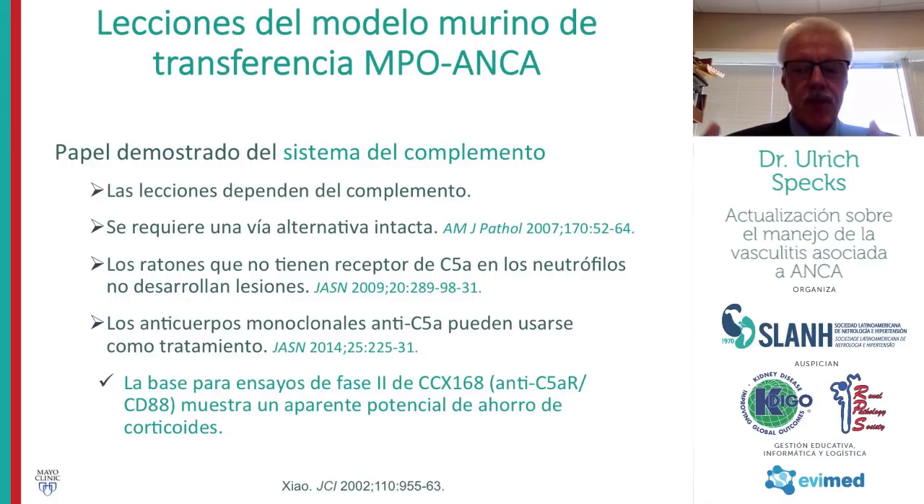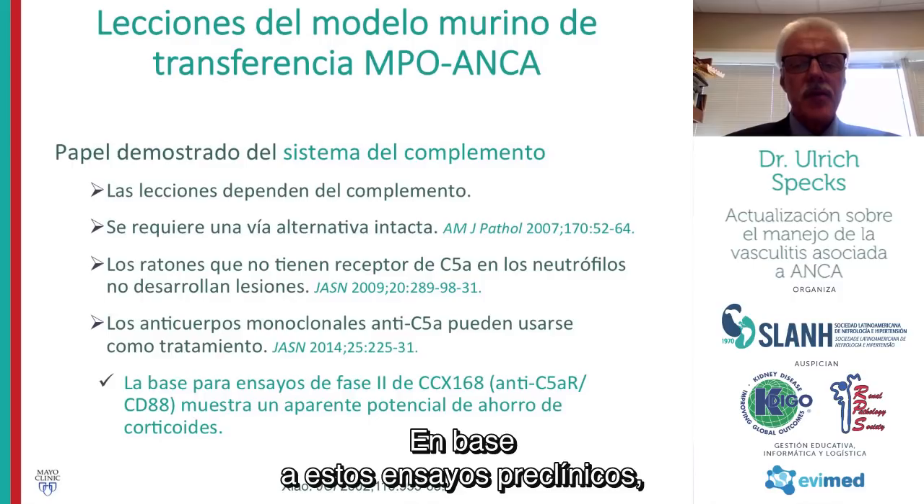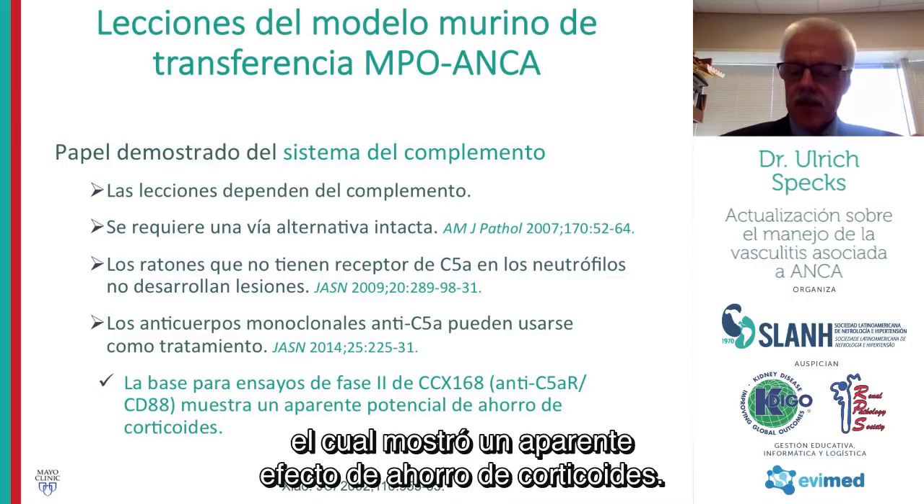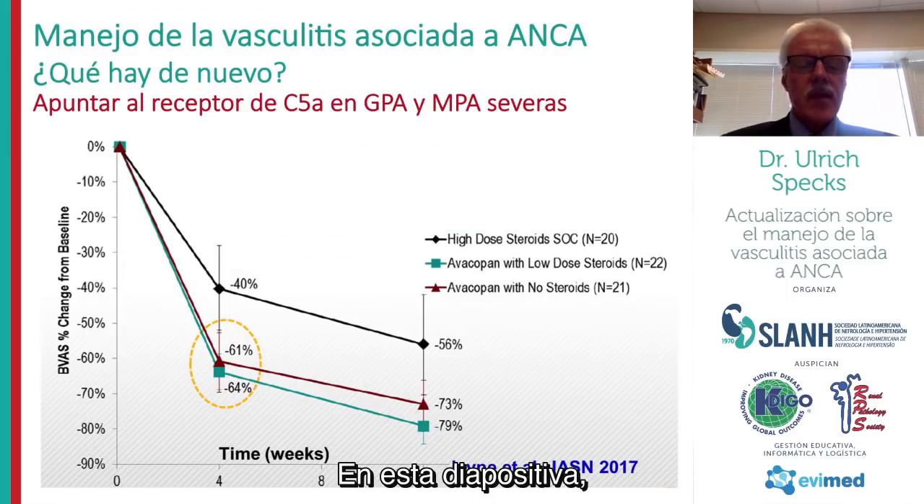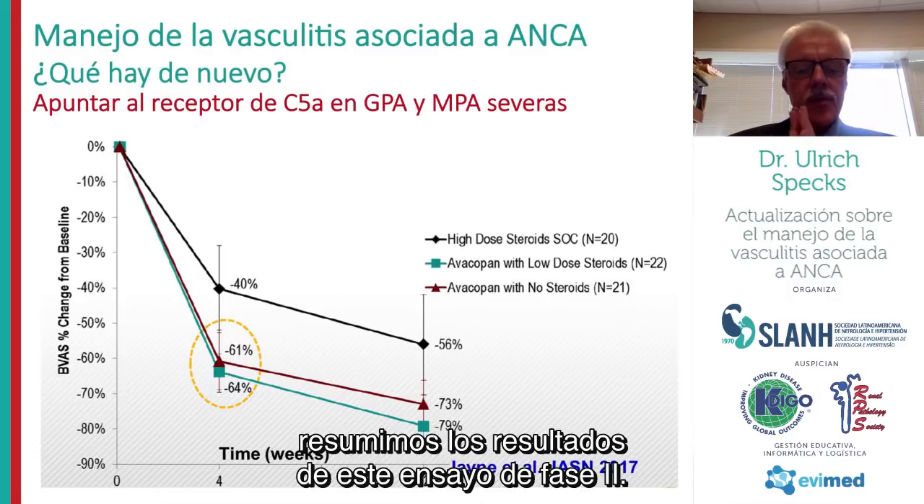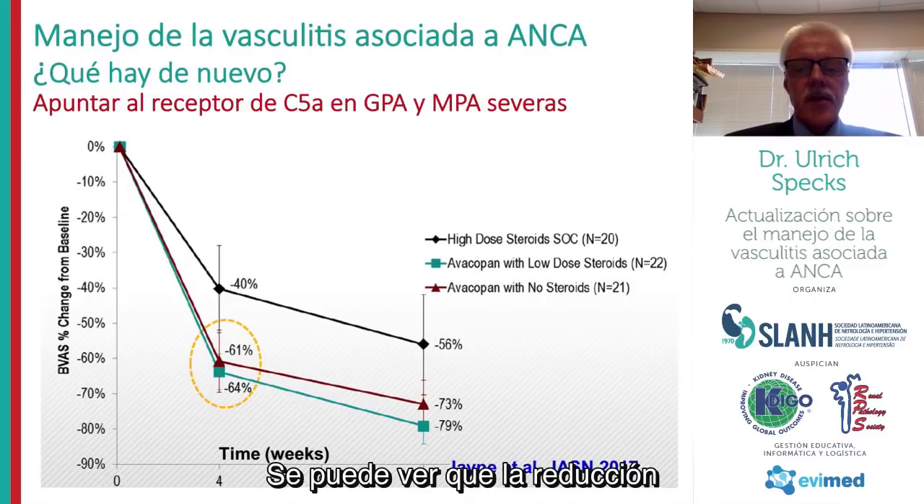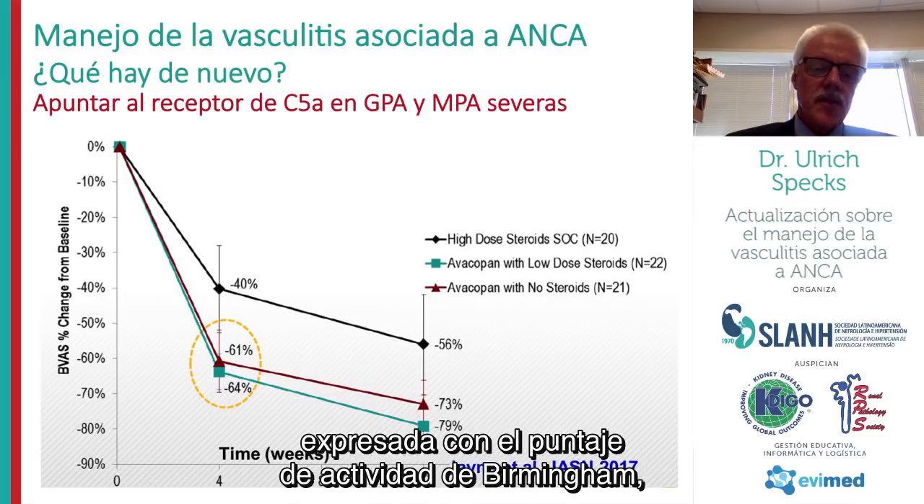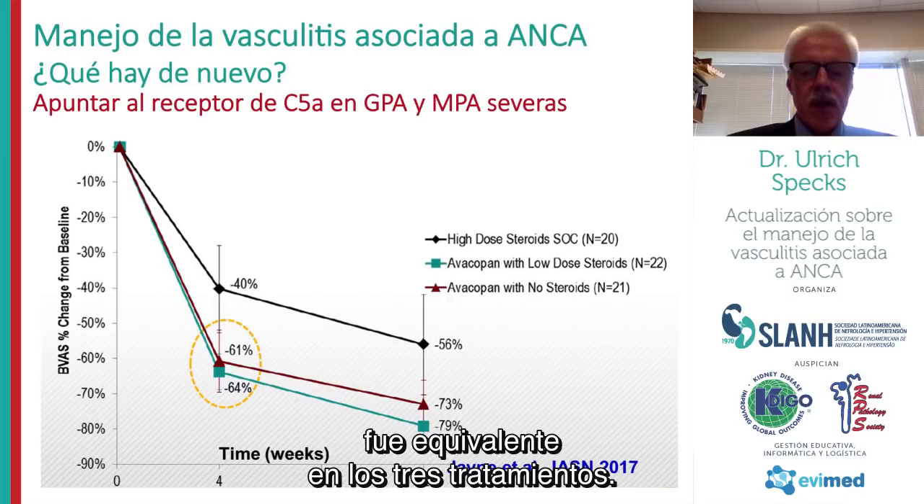helped therapeutically. On the basis of these preclinical studies, a phase 2 trial was conducted with avacopan, which showed an apparent steroid-sparing effect. So on this slide, we summarize the results of this phase 2 trial, and you can see that the reduction in disease activity expressed as the Birmingham Vasculitis Activity Score was equivalent in all three treatment arms.